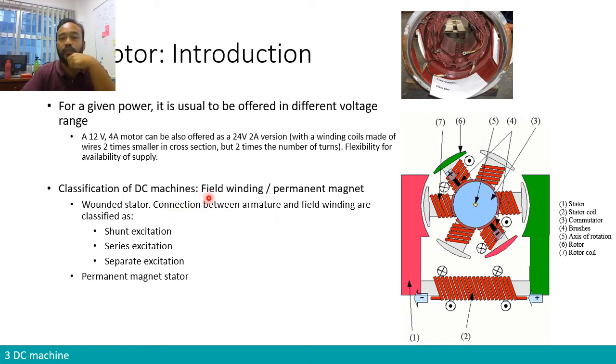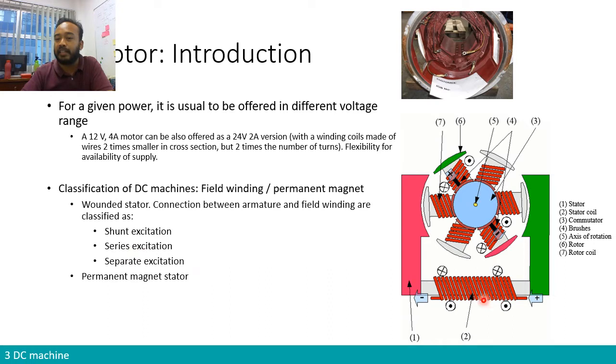If you choose a field winding machine, so a DC machine with winding in the stator instead of permanent magnet, there are certain classifications of it as well. This is what we call a wound stator. Wound stator means the stator has a winding, right? It can be classified further as a function of the connection between the stator winding and the rotor winding. Here in this figure we have an illustration of a stator winding connected to the stator core, and then we have a rotor winding. The rotor winding and the stator winding can either be connected together and supplied together. That's what we call either shunt excitation or series excitation.